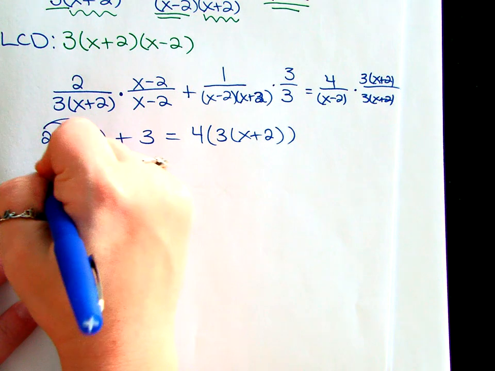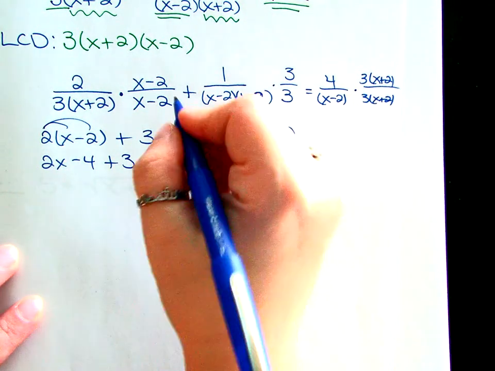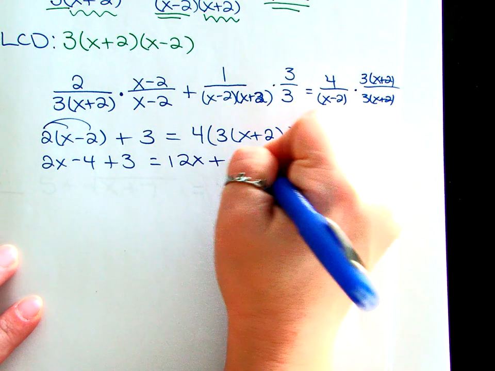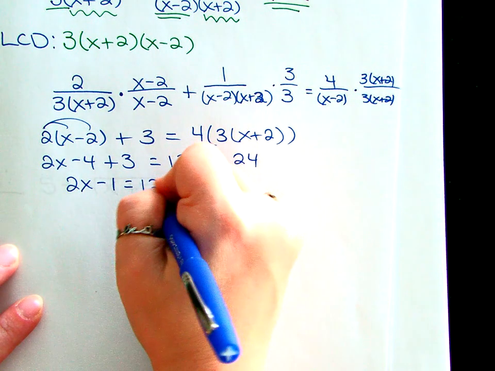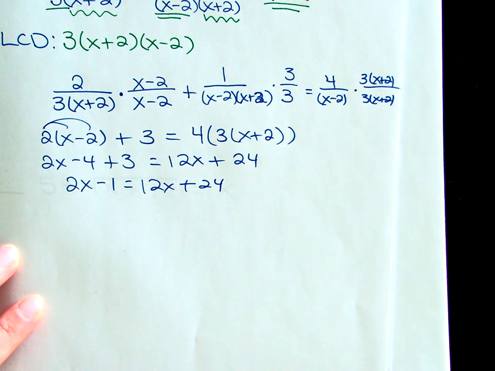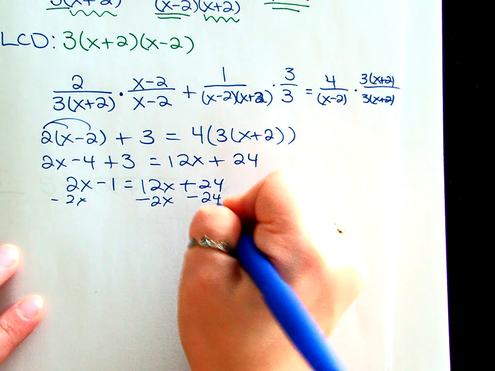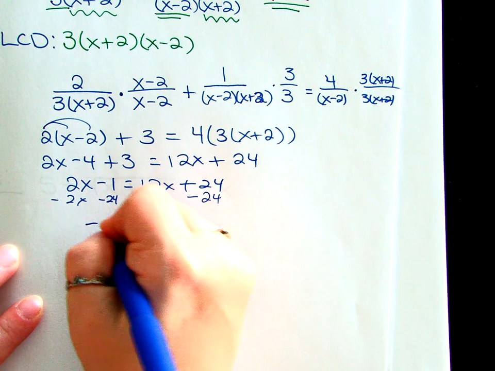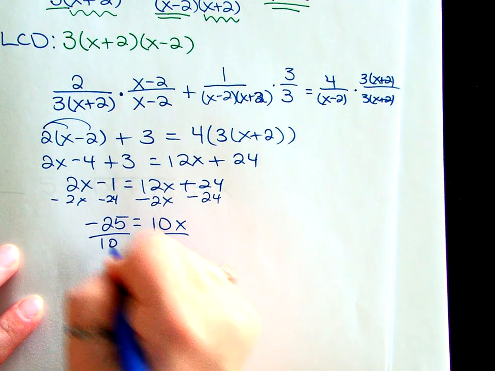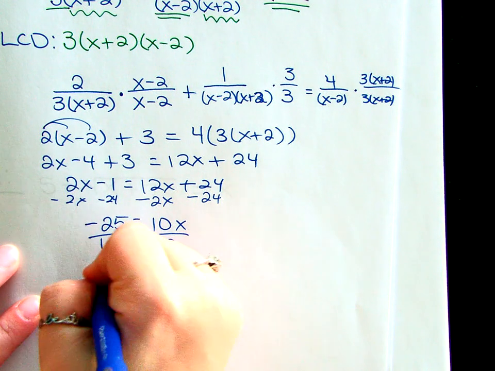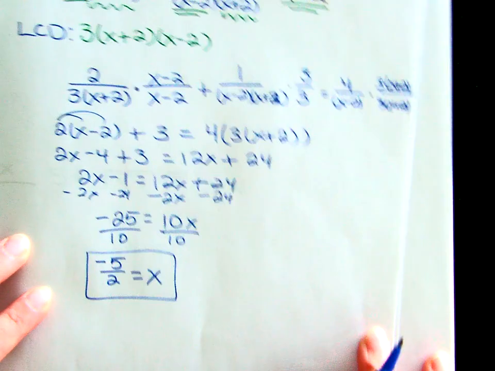So I have 2x minus 4 plus 3 equals 12x plus 24. 2x minus 1 equals 12x plus 24. I'm going to subtract my 2x over. I'm going to subtract my 24 over. So I get negative 25 equals 10x. Divide both sides by 10, and I get negative 5/2 equals x. I don't know if I went off the screen. Sorry, I did.